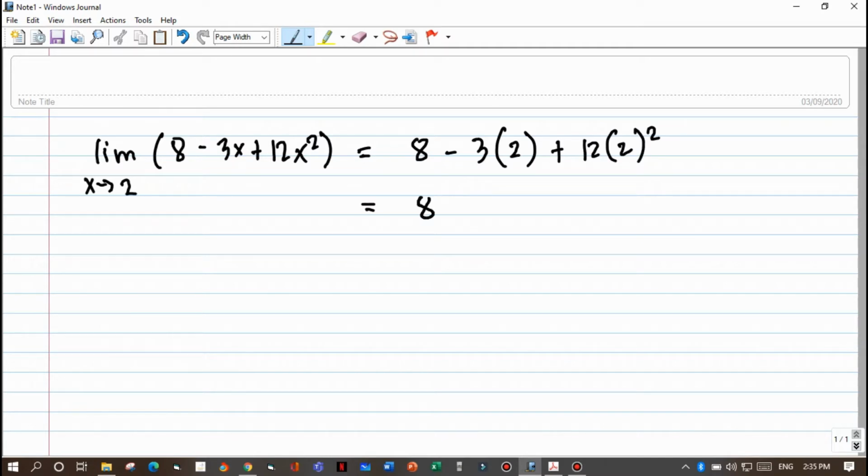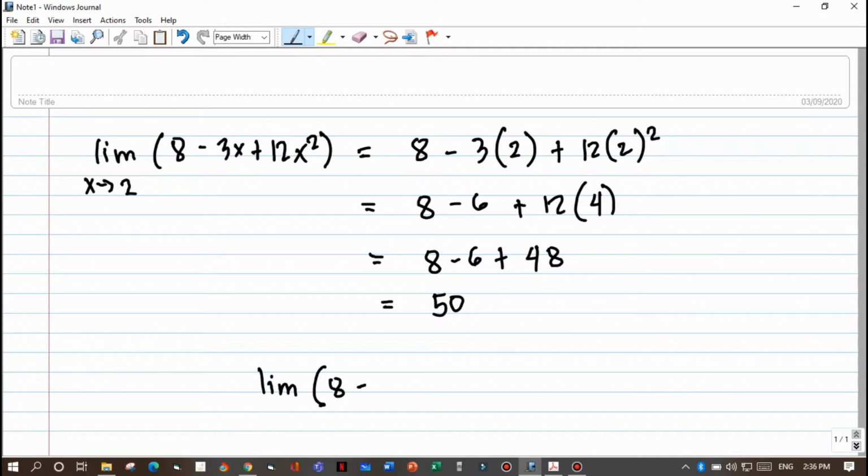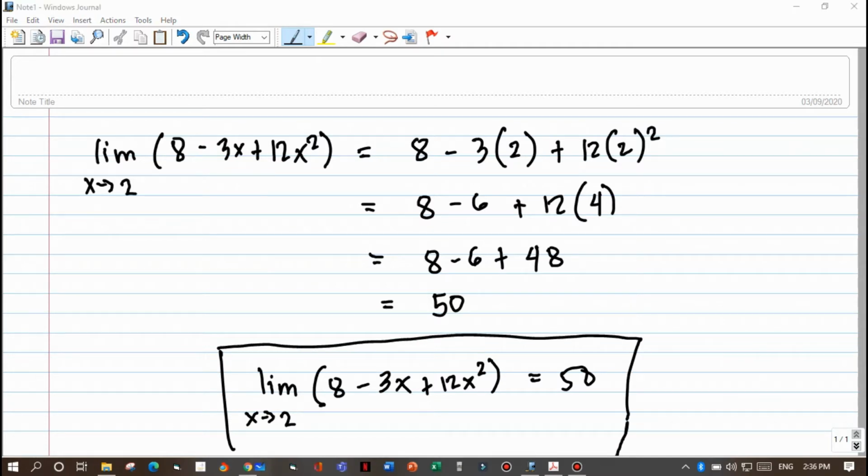Simplifying this one, we get 8. This is negative 6, so we have minus 6 plus 12 times 4. We have to simplify first the term with exponent. Now, simplifying this further, we get 8 minus 6 plus 48. Now, this is equal to 50. Therefore, the limit of 8 minus 3x plus 12x squared as x approaches 2 is equal to 50. This is our final answer.